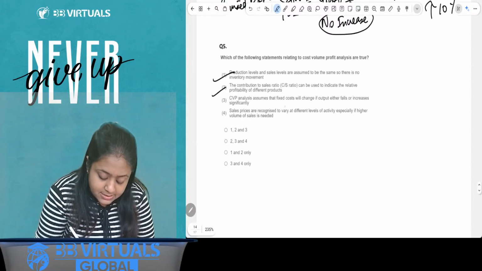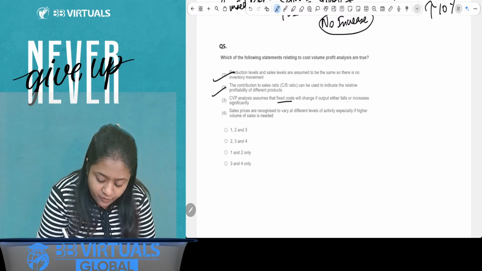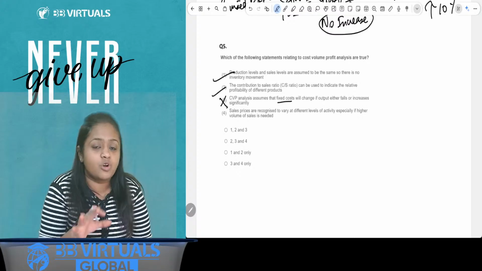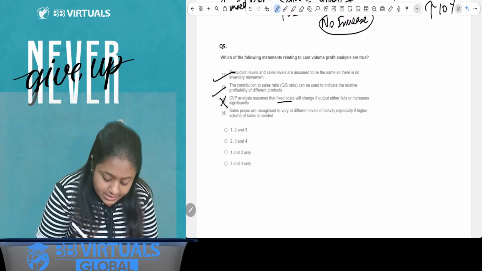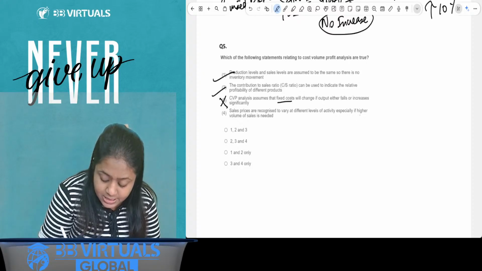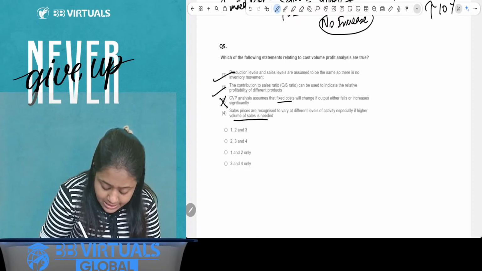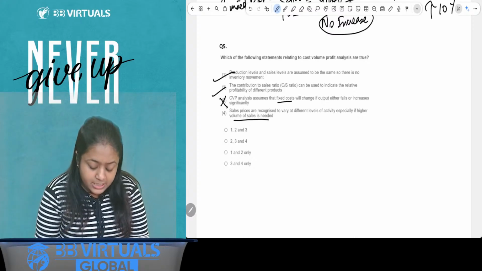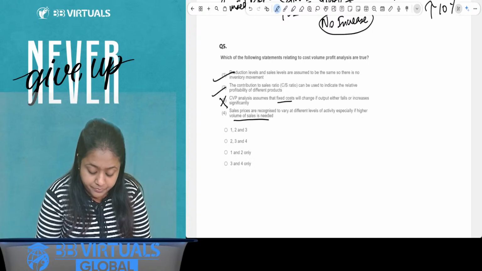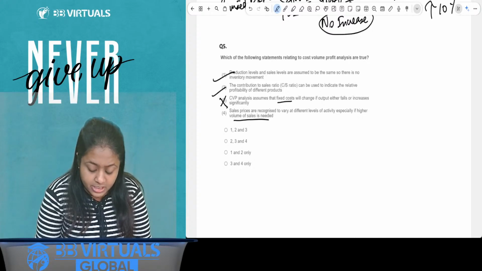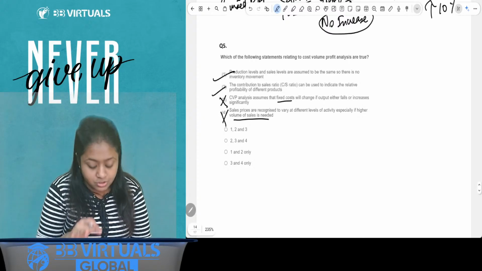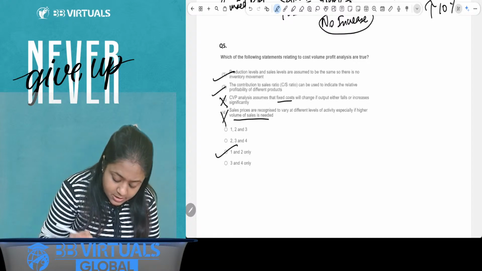The CVP analysis assumes that fixed cost will change if output either falls or increases significantly. No, we assume the overall fixed cost will remain constant. Then, sales prices are recognized to vary at different levels of activity, especially if higher volumes of sale are needed. No, we consider sales prices to be constant. So this is also wrong. Your correct answer is 1 and 2 only.